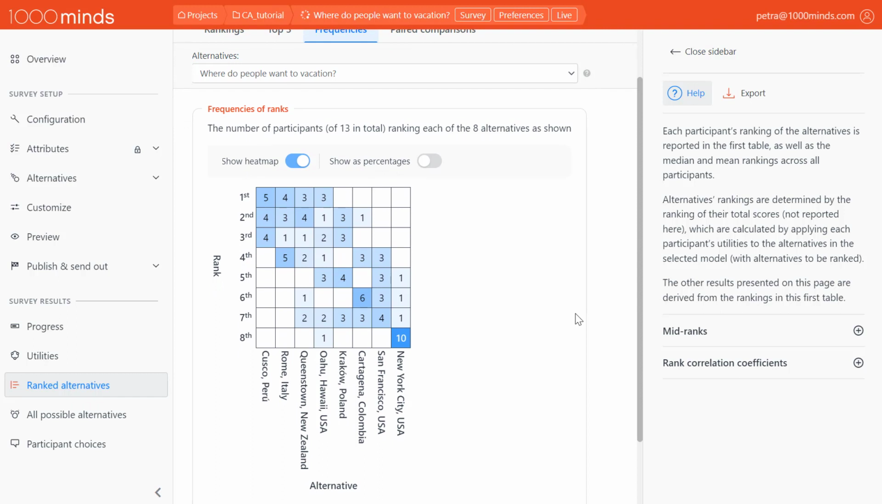On the next page, we see a breakdown in the frequencies of the ranks of all our alternatives. This is best suited for examining the degree of variation in alternative rankings for each participant. We can either display these values as individual participant counts or convert them to percentages. We can see that there's strong agreement about Cusco being a desirable alternative, as it ranked above 4th place for all our participants. On the other hand, there's strong variation about people's preferences for Oahu, which may be due to the cost associated with it.